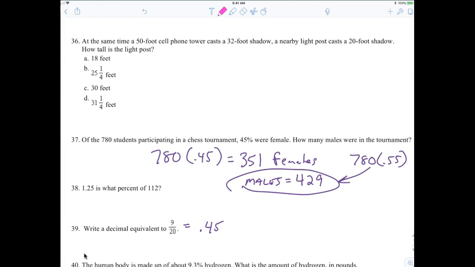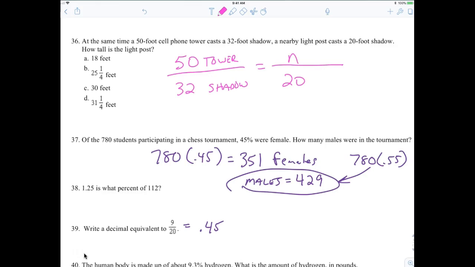Now, this is old information. Yep. So it says, at the same time, a 50-foot cell phone tower casts a 32-foot shadow. So we're going to have a fraction here. 50 is the actual what? Tower. And 32 is the what? Shadow. Now, notice I'm writing it out. Now, the next one says it has a what? 20-foot shadow. So where does that go? On the bottom. Does everybody remember that? So the 20, which would make what at the top? N or X or whatever else.